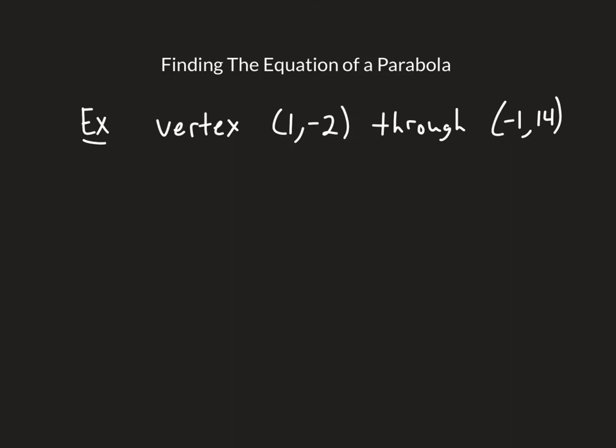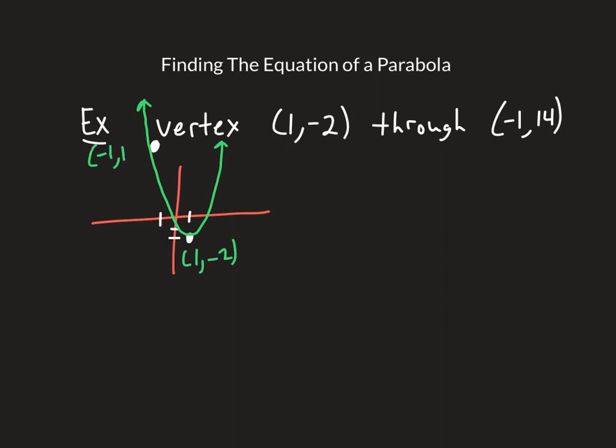So if we know the vertex is at 1, negative 2, I'm just going to do a rough sketch here just to have an idea. So 1, negative 2 might be there. And then another point is negative 1, and it's way up high at 14. So let's just say it's like this. So this graph, if the vertex is down below that point, needs to be doing something like this. And we need to come up with the equation.